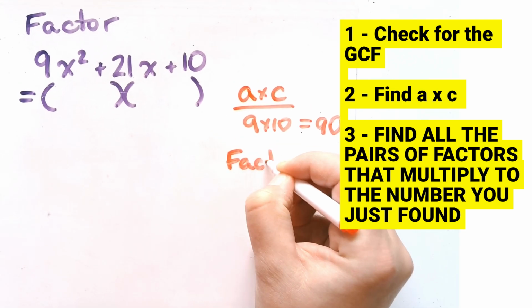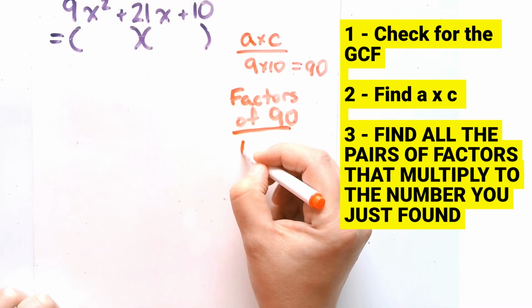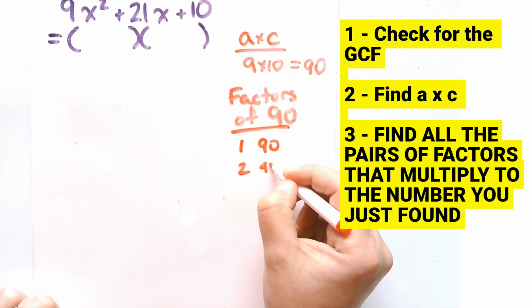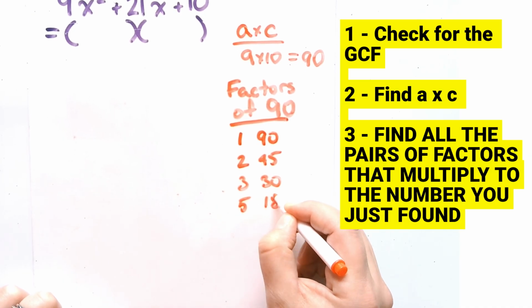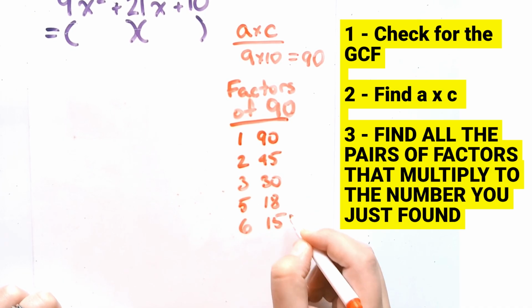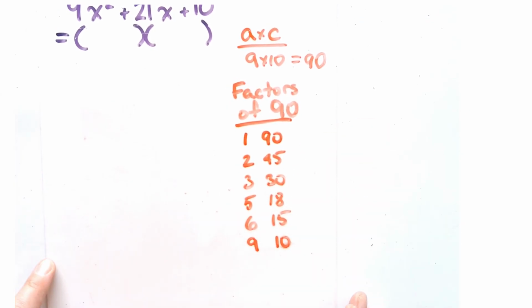So factors of 90, that number you just found. So there's 1 and 90, 2 and 45, 3 and 30, 5 and 18, 6 and 15, and I don't need to keep going because then I'll just be repeating the numbers. Now, it looks like a lot of factors, but usually it's not that bad.